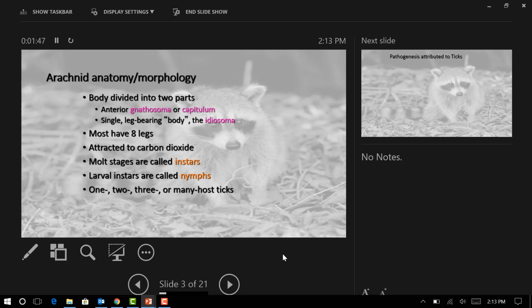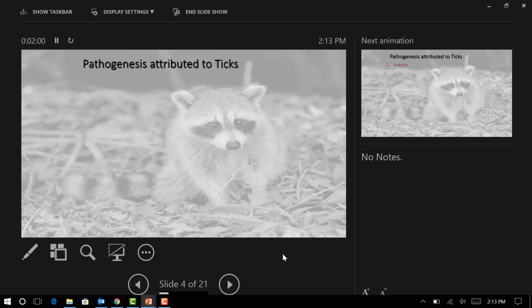All right, so you have different numbers of hosts in the life cycle. Ticks tend to be less species specific than what we saw in a number of our insect micropredators.